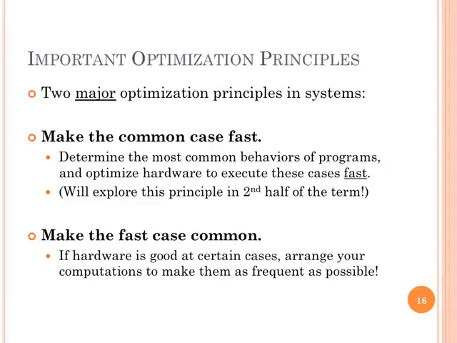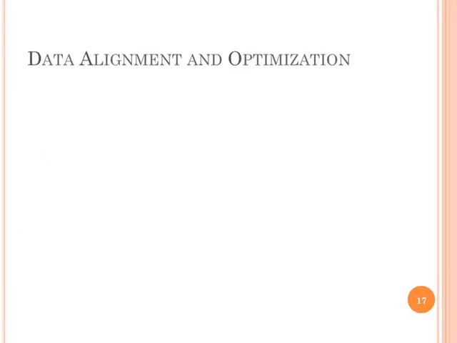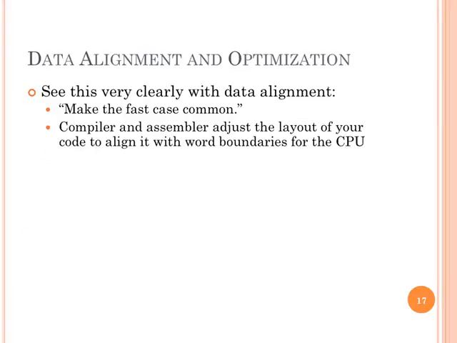And then you have another sort of parallel principle, which is make the fast case common. And this is the one that we're going to see more and more as we go through this stuff. Okay? The hardware is good at certain things. And if it's good at those things, let's write our programs or generate our programs in a way that makes those fast things the most common situation, which is why we do alignments and stuff like that. Okay? So make the common case fast, make the fast case common. You're going to see this a lot.